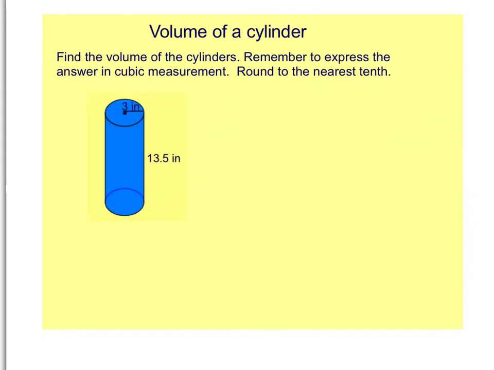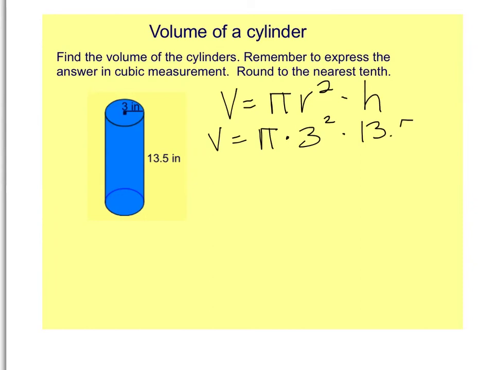This last one, I want you to pause the video and find the volume of this cylinder and then continue the video, please. So you should have had your formula written down first. It's important to me that you continue to write your formula again and again so that you are memorizing it and remembering it. So my radius is 3 squared and my height is 13.5. I'm going to put that in parentheses so I don't get my multiplication dots confused.